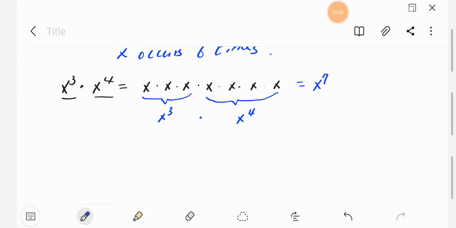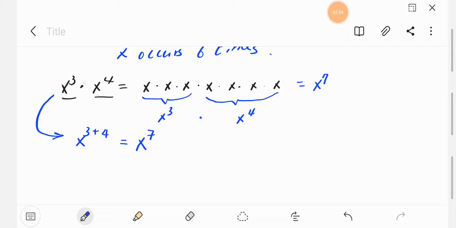Can you see it? So from here we can conclude that if the base is the same, then there are 7 x's. So why don't we just add up the exponents? So there will be x to the 7th power. Instead of writing all x's as a multiplication, why don't we just add the exponents? Simple, right? So this is how we can multiply monomials.